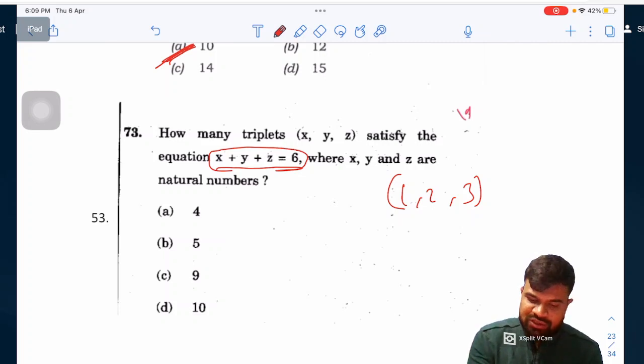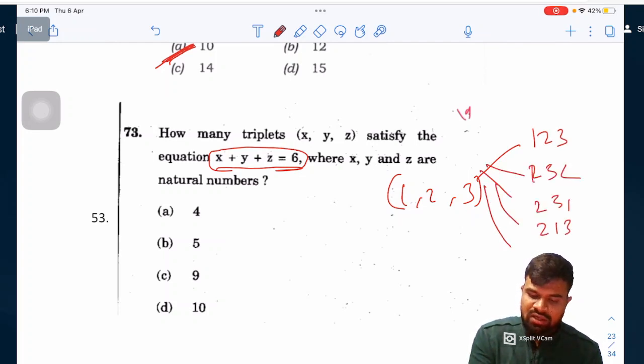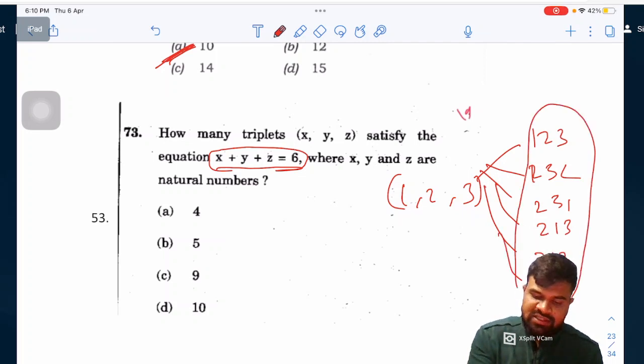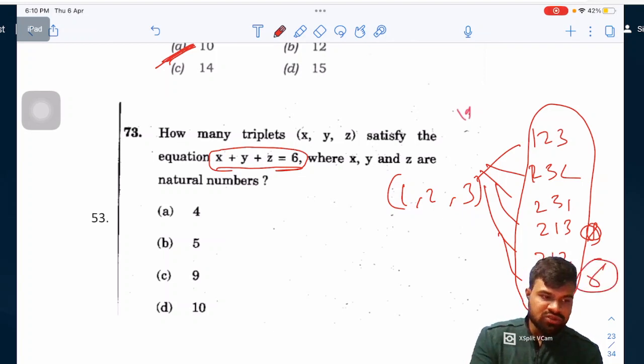And how many combinations can there be? It can be 1, 2, 3 or 1, 3, 2. It can be 2, 3, 1 or 2, 1, 3. It can be 3, 1, 2 or 3, 2, 1. So 6 combinations are from here.